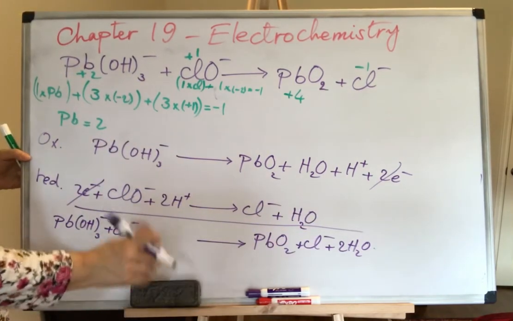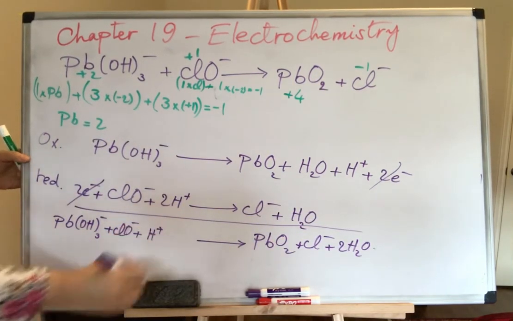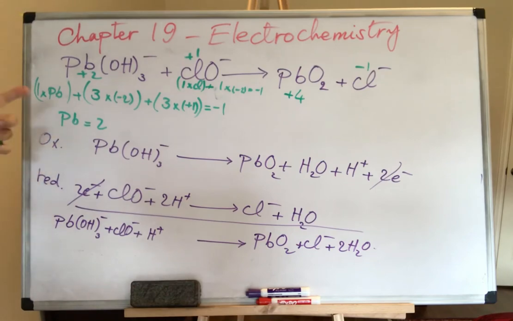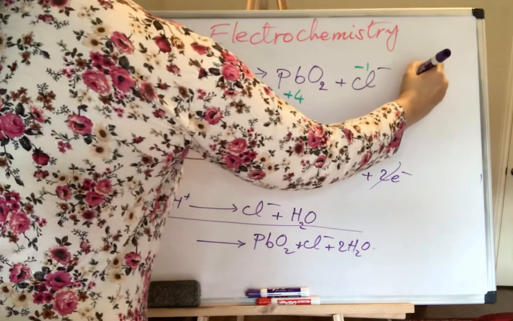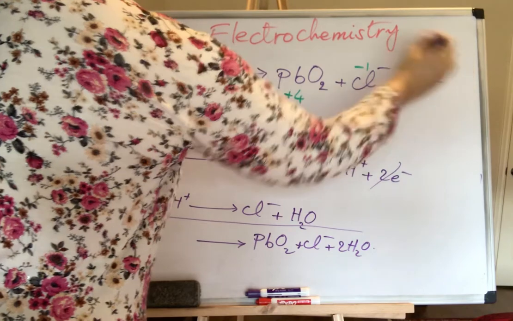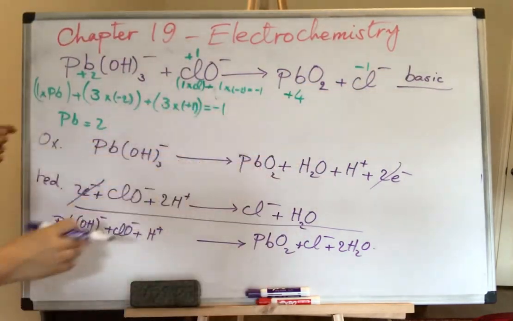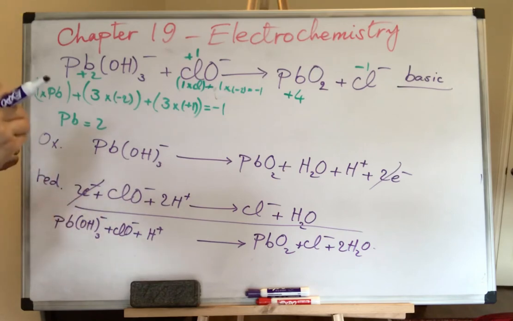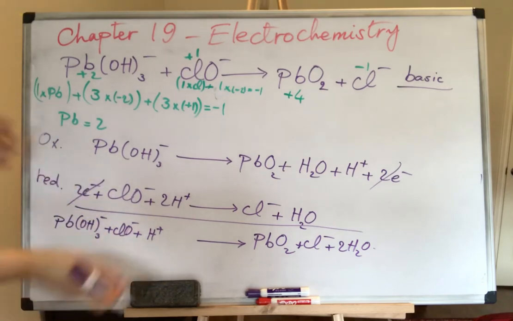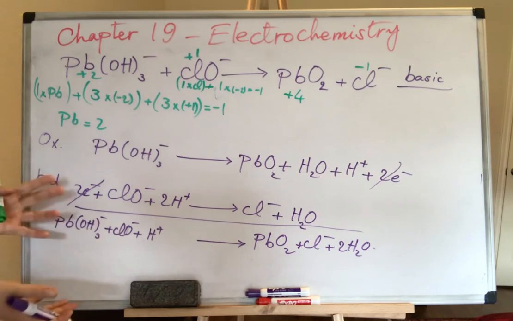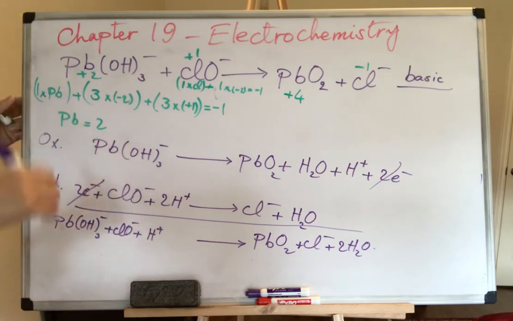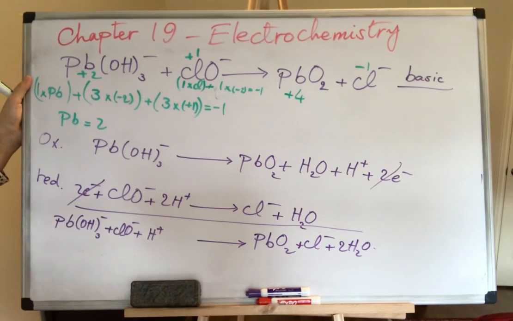So the question says you are supposed to balance it in a basic solution because it's mentioned in the basic solution. Means that in the final equation you need to see that basic factor, which is OH. But do you see it so far? No. Go ahead and add enough OH ions.